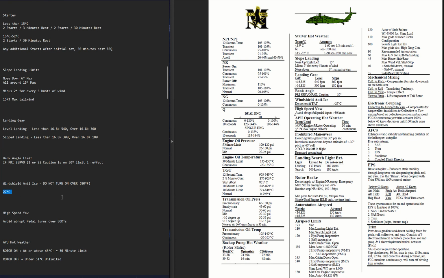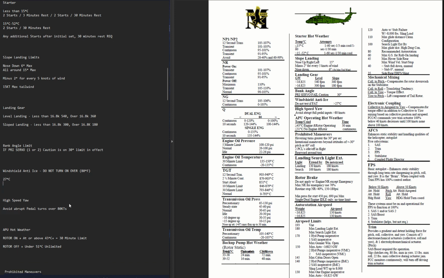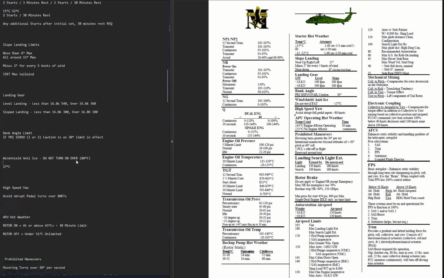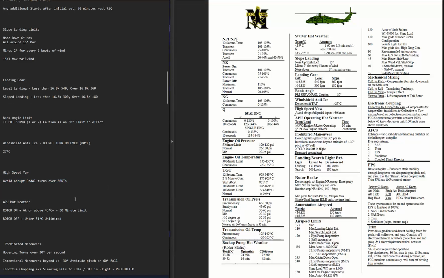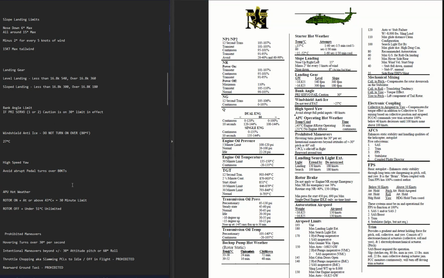That's 27 degrees Celsius or 80 degrees Fahrenheit. 80.6 if you want to be overly precise. But I think that as long as you get the gist of it, everyone will be all right with that. All right, high-speed yaw. We want to ensure that we're avoiding abrupt pedal turns over 80 knots. So that's a pretty easy one to remember. There's lots of things that are 80-knot limitations on this aircraft.